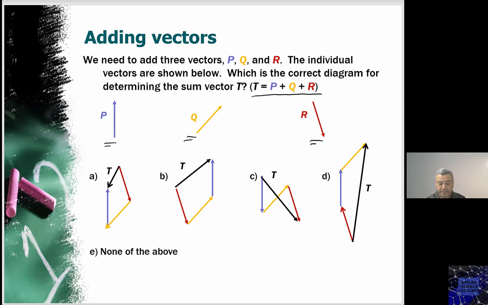C, I think. Okay. I say B. B. I think it's B because the vectors have to be aligned from tail to tip, and the vector that you draw for the summation of all three of them would have to be from the beginning to the end vector that we're looking at, which is P and R. Okay.